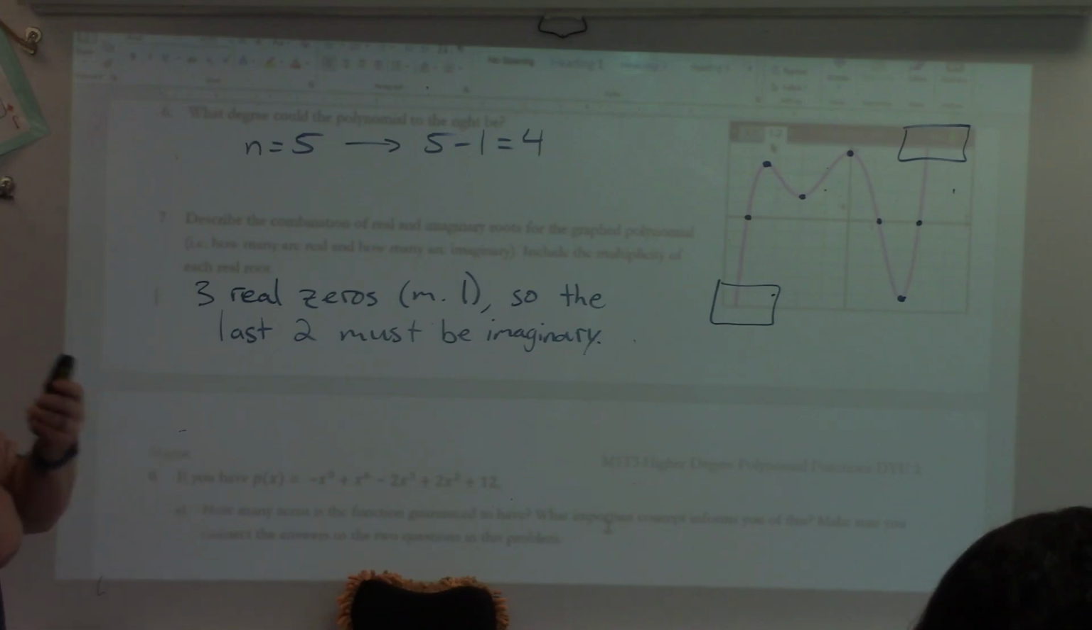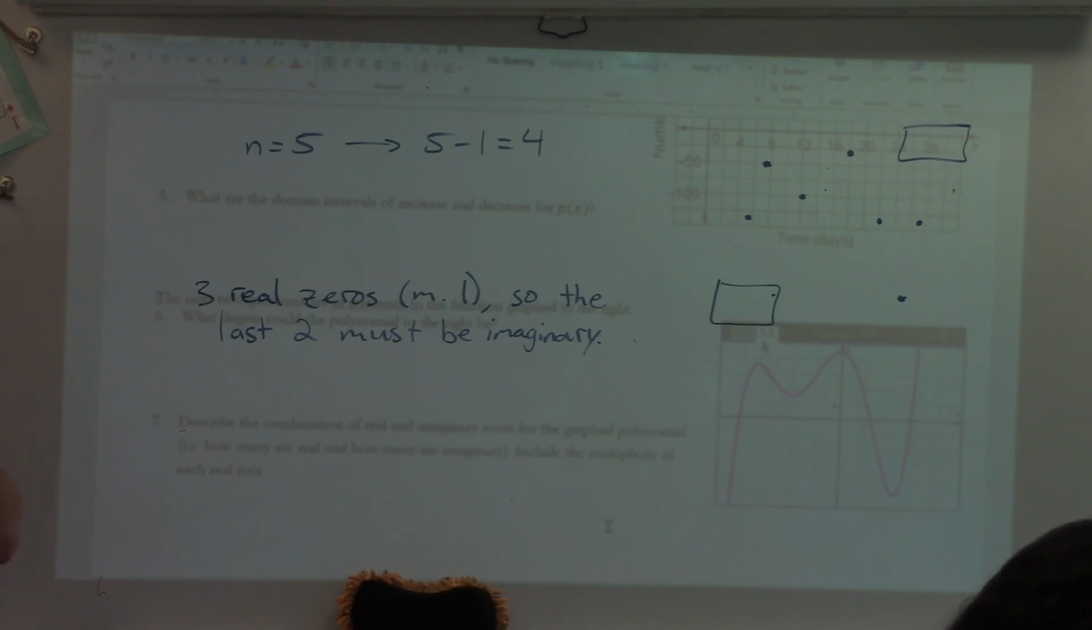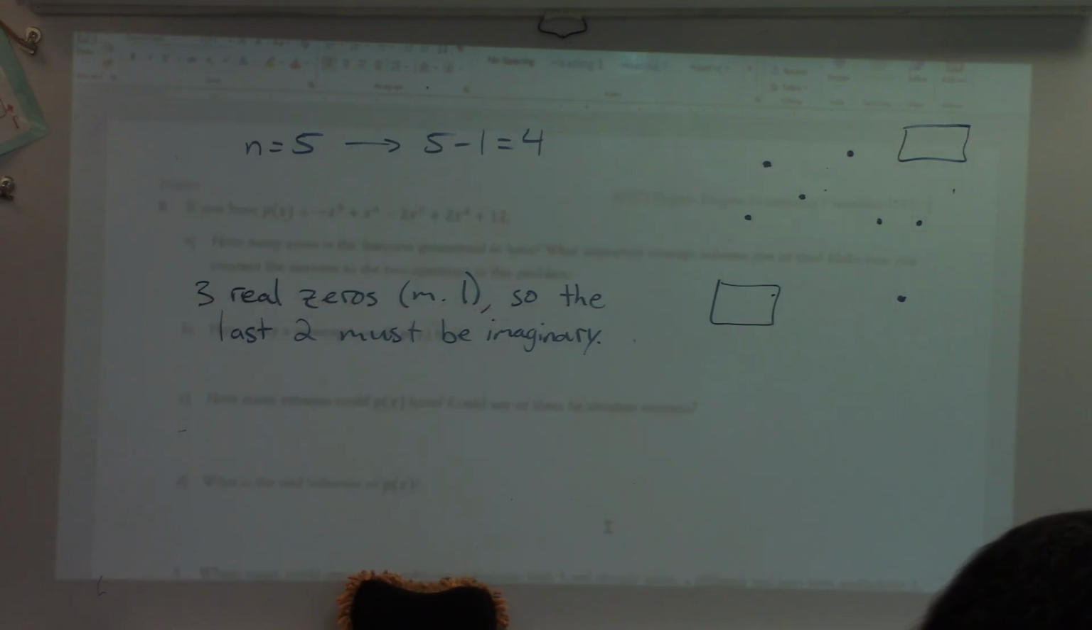So are there no questions about number 8? Or questions about 6 and 7 before I continue? All right, questions about number 8? None?